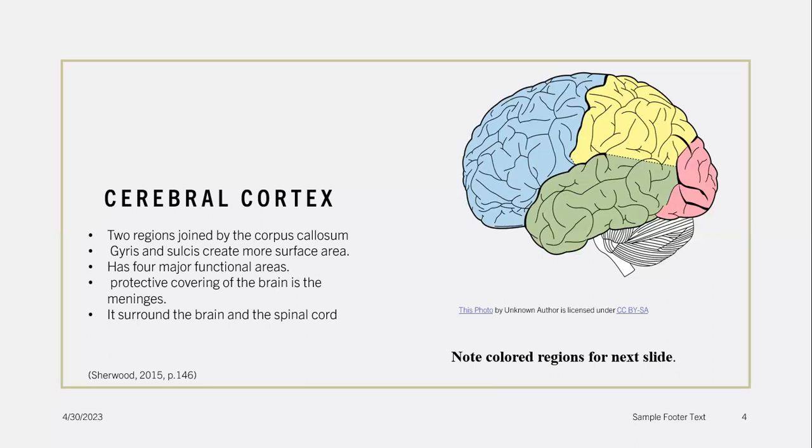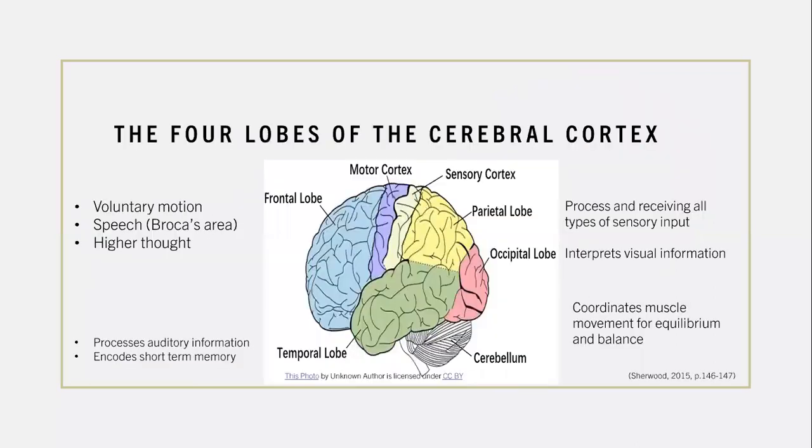The cerebral cortex has four major functional areas that help with body movement, coordination of our subconscious motor activities, taking in of information for learning motor skills, and cognitive abilities. And here they are, the four lobes of the cerebral cortex. We have the frontal lobe, the parietal lobe, the occipital lobe, and the temporal lobe.